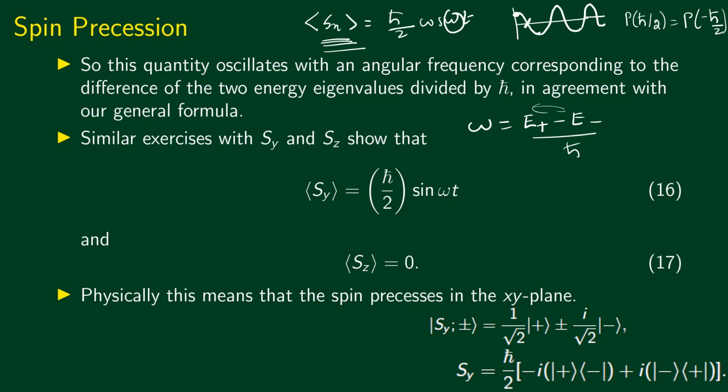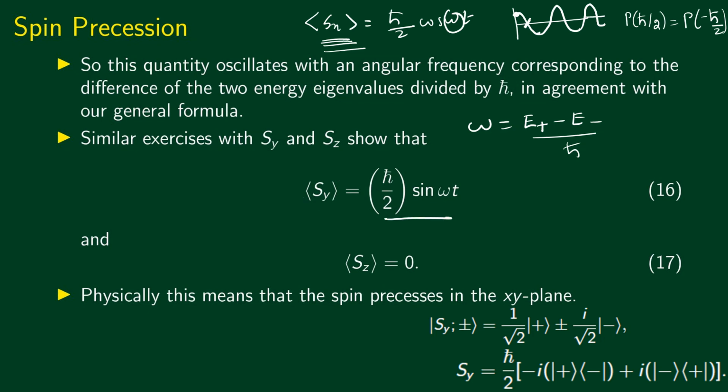Now this is in agreement with what we saw when we discussed the time evolution of expectation values. We saw that the expectation values oscillate in time and the oscillation frequencies are determined by the difference in energy eigenvalues. So you can compare this with the general treatment that we had when we discussed the time evolution of expectation values.